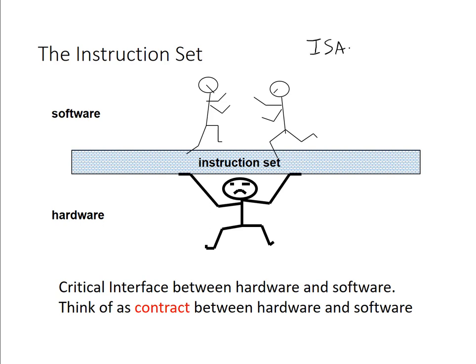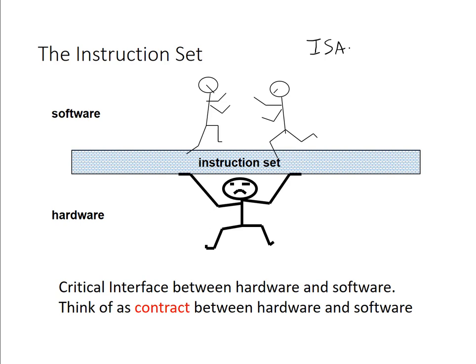The ISA is a specification for the machine, and it's important because all of the software layers above, and also all the hardware layers below, this is the piece that essentially binds them together. And the key word that I like to think of here for the ISA is that it's a contract between the hardware and the software.